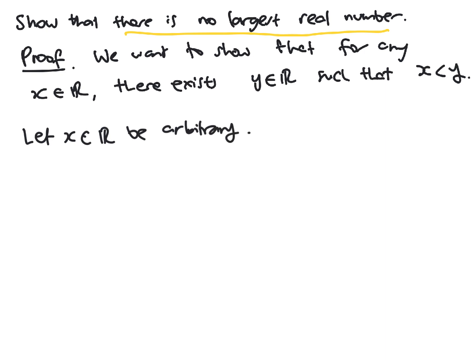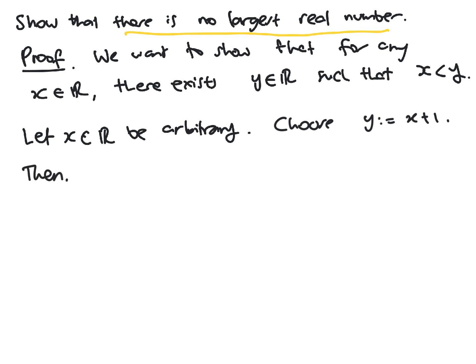Okay, take x, a real number that is arbitrary. Then we're going to find a real number y, which may depend on x, such that x is less than y. Can you think of a real number that is greater than x? Again, there are many options. The easiest one to choose is x plus 1, right? So you can choose y to be x plus 1.